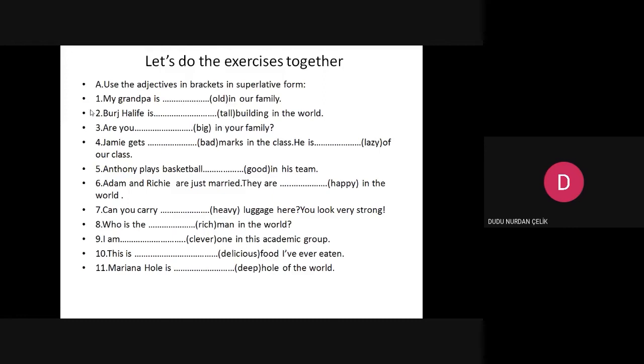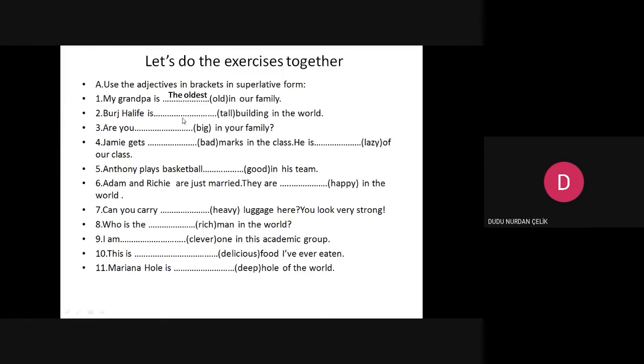My grandpa is old in our family. Be careful. This is a family group and we choose grandpa. So, good. See the answer now if you are right. I'm sure you're right. My grandpa, the oldest member in our family. My grandpa is the oldest in our family.